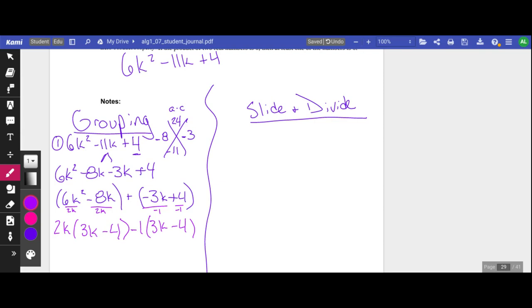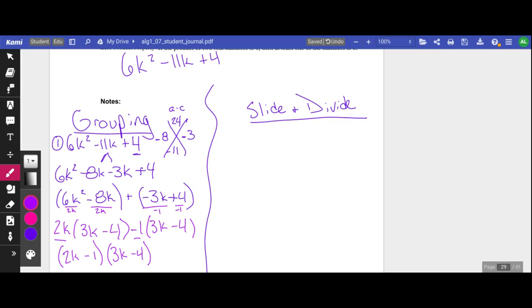And then for that final step, you're going to say, okay, the two terms on the outside, so I have a 2k and a negative 1, that's going to make up one of my parentheses, 2k minus 1. And then the two copies of this 3k minus 4, that's going to be your second set of parentheses, 3k minus 4.